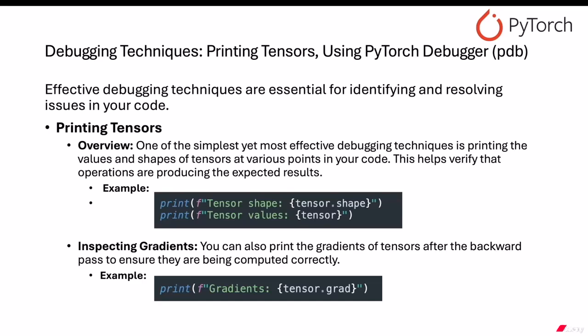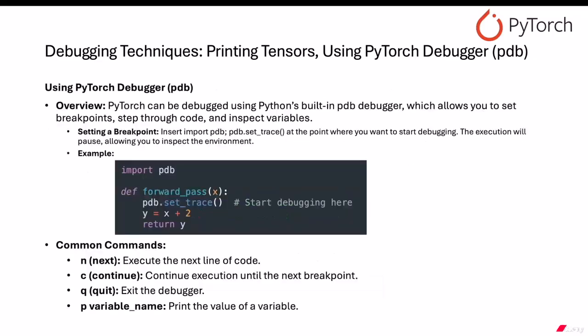tensor.shape, print tensor values tensor. Inspecting gradients. You can also print the gradients of the tensors after the backward pass to ensure they are being computed correctly. Here is an example of how to print that. Print gradients tensor.grad. Using the PyTorch debugger, which is PDB.